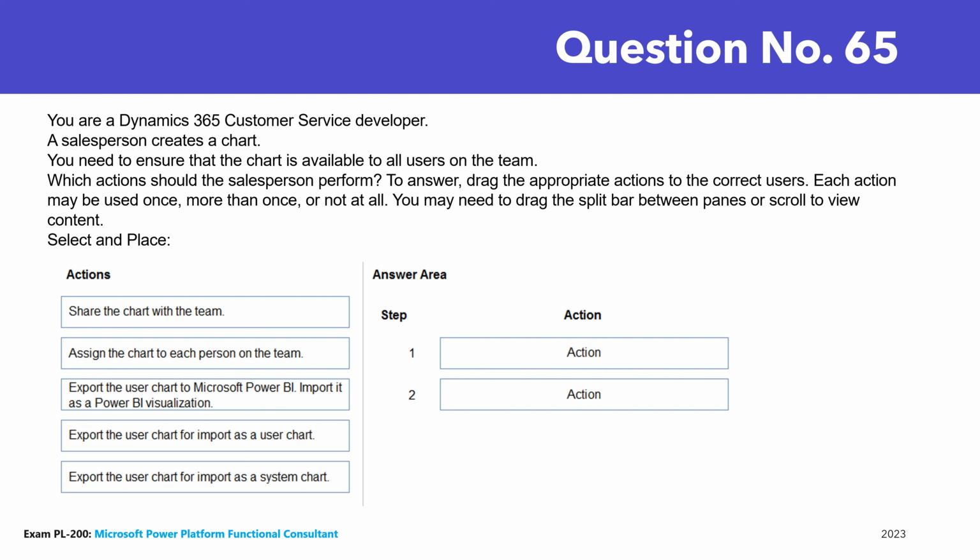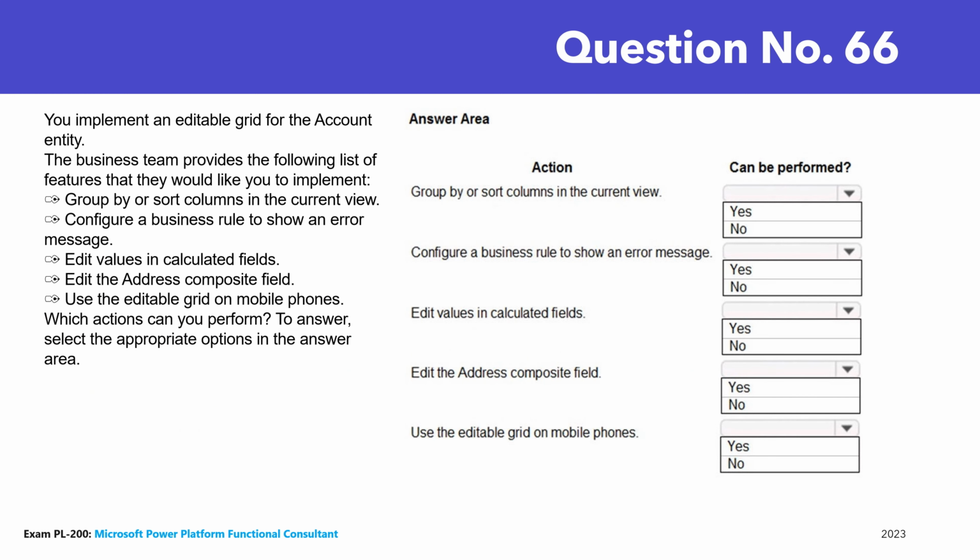Select and place. Step 1 Action: Export the user chart for import as a user chart. Step 2: Share the chart with the team. You implement an editable grid for the account entity. The business team provides the following list of features that they would like you to implement.